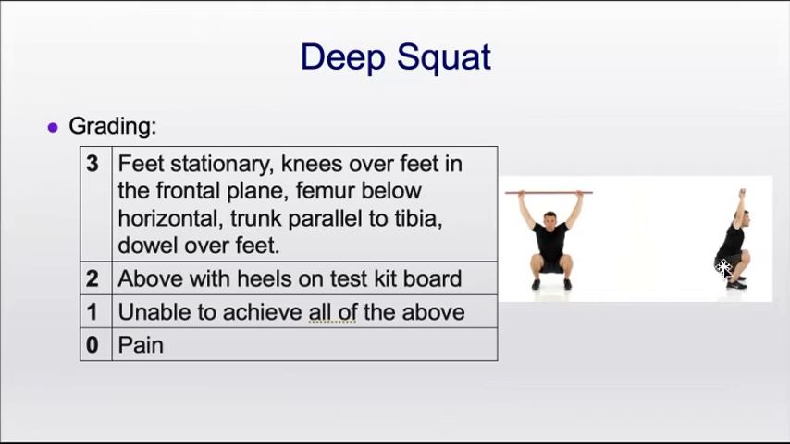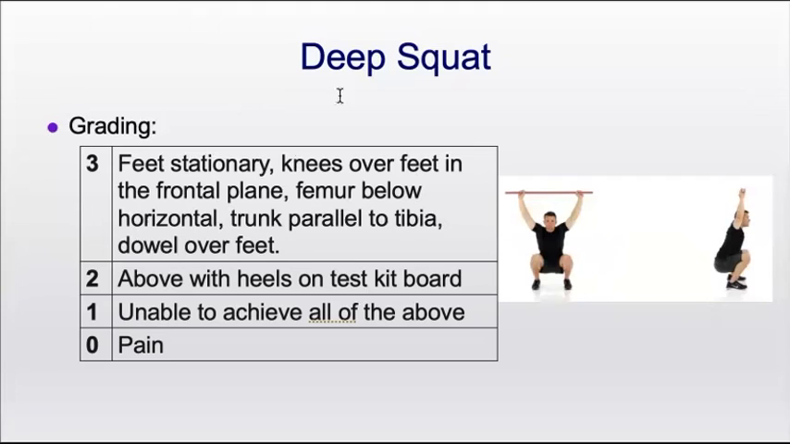So you can see here the trunk is parallel to the tibias. The femur needs to dip below 90 degrees, and their feet need to stay flat on the ground and the dowel within the base of the support of the feet. Okay, so that's what you're looking for to give this individual a grade 3 on the deep squat. So you're looking at a lot of different cues.